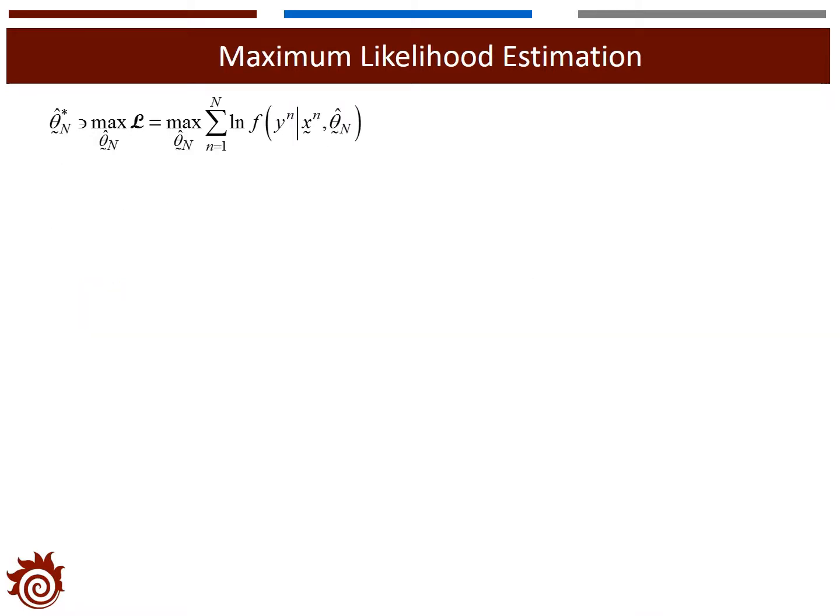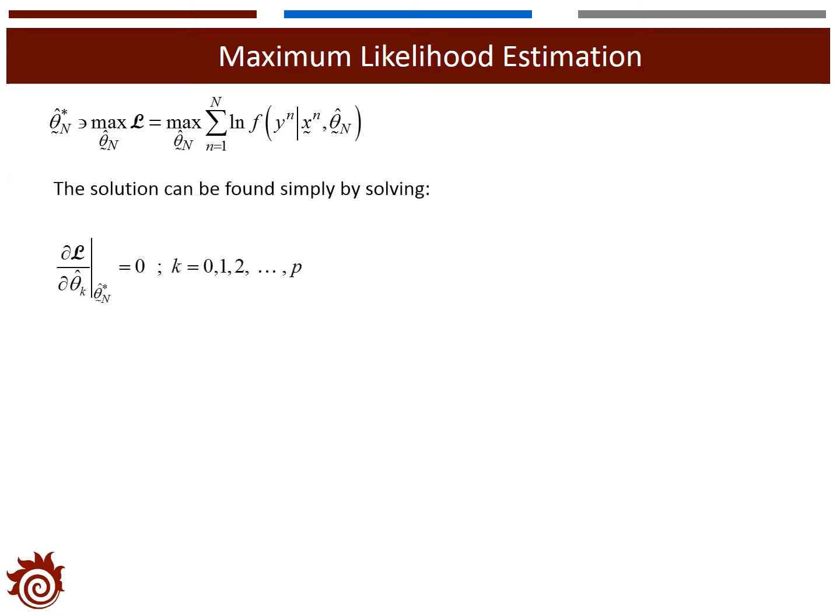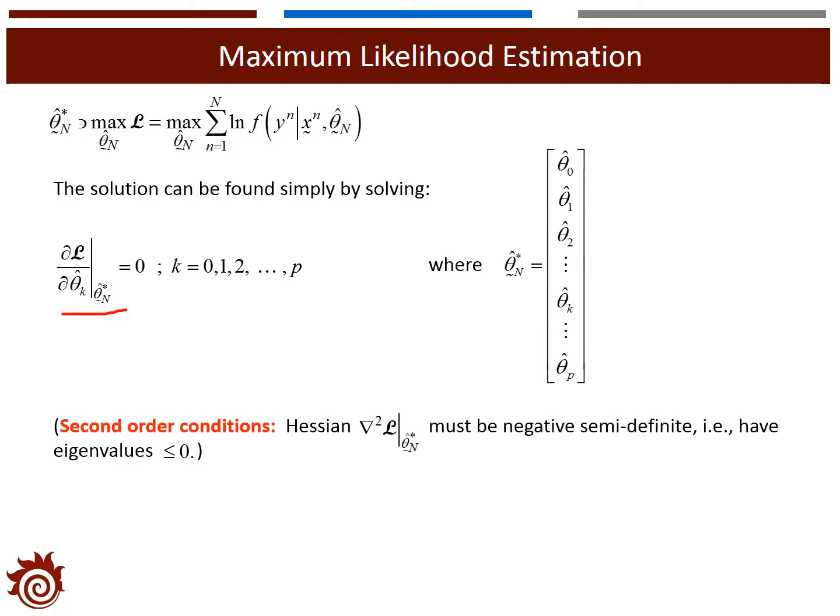In order to solve this optimization problem, we will take the first-order partial derivative of the log likelihood function, and it will be applied for all the p plus 1 parameters theta. To ensure that the optimization problem gives us the actual optimal values, we have to make sure that the formula satisfies the second order condition, which means the Hessian matrix must be negative semi-definite. That means all the eigenvalues should be non-positive.